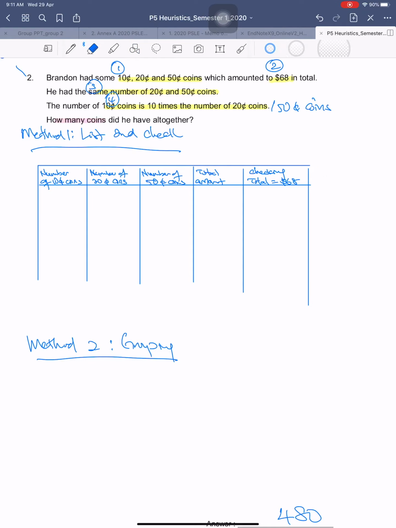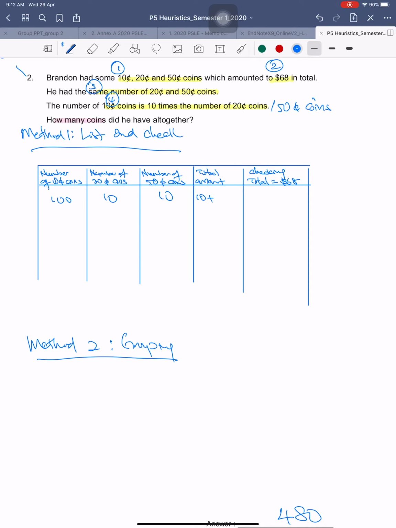That's what we have. So let's look at the first one. Usually what I do is I'm not going to start with 120 cent or 130 cent, because I know it cannot be the answer, since the total amount is $68. Let's say I try 10. I know that the number of the 20 cent coins and the 50 cent coins is the same. Now the 10 cent coins have to be 10 times, so 10 times 10, 100.